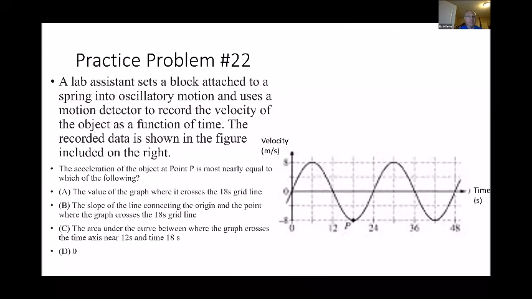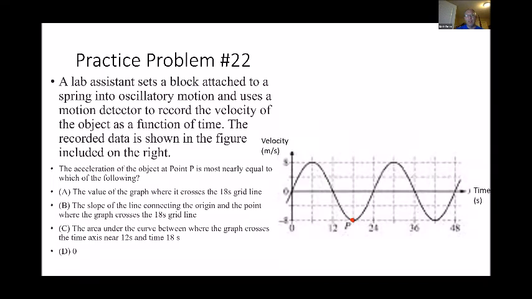All right, so here's the same setup, same question, but this time we want to know the acceleration of the object at point P. Well, notice that point P is at the very bottom of the graph. And also notice that this is a velocity-time graph. So we typically know that in a velocity-time graph, slope is equal to acceleration. But here we're looking for an instantaneous acceleration, an acceleration at this point.